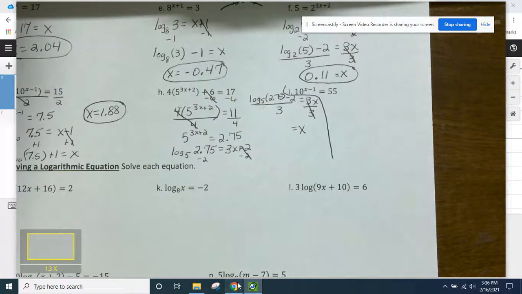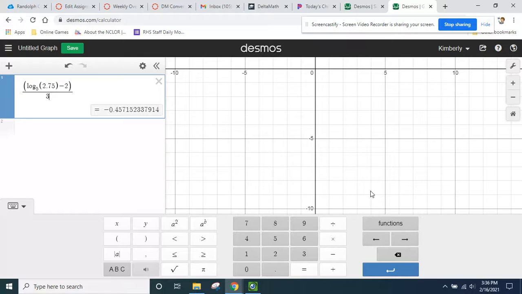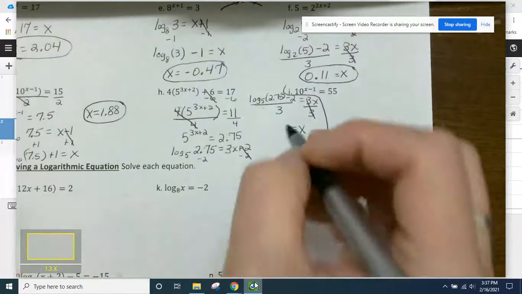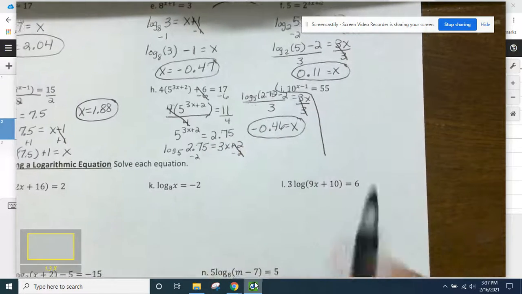That's what I'm keying in the calculator. So let's go put that in. And again, I'm going to put that top in parentheses. So functions, log base A, and our base this time is 5. Log base 5 of 2.75. Now you've got minus 2 on the end there. And then come outside that other parentheses and hit divided by 3. All right, we get negative 0.457, so that would be 0.46. Negative 0.46 would be our answer.